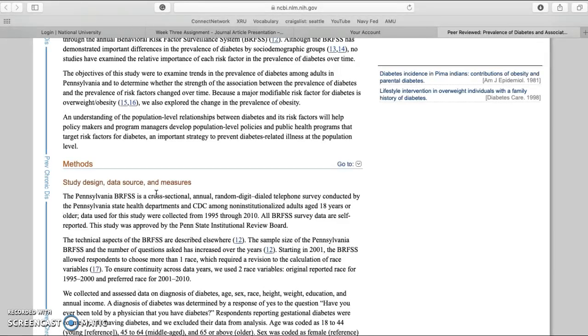So, I'm sorry, I lost myself. It's an annual random digit dial telephone survey that was conducted by the Pennsylvania State Health Department and the CDC on all self-reported adults at the age of 18 years or older.